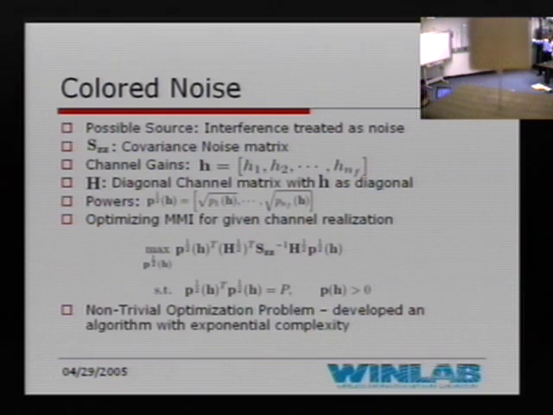Then we found out that optimizing the mutual information for a given channel state H reduced to maximizing this problem subject to this constraint, and this is essentially in the form of some X transpose A times X with X transpose X equals some constant and X greater than 0 because the powers had to be positive. And this turned out to be a non-trivial problem to solve. And in the thesis, we developed an algorithm with exponential complexity.